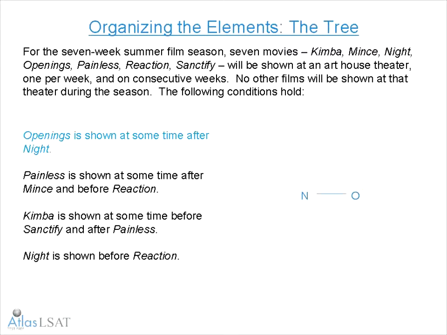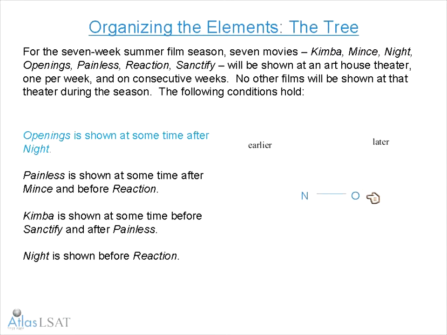So let's talk about how to deal with this. We're going to take the first constraint, and I'm just going to set an arbitrary convention here. I'm going to say that left is earlier and right is later. This convention is going to help us draw out the first constraint. Openings is shown at some time after night. So I'm going to put O later than N, and I'm going to draw a straight line between them.